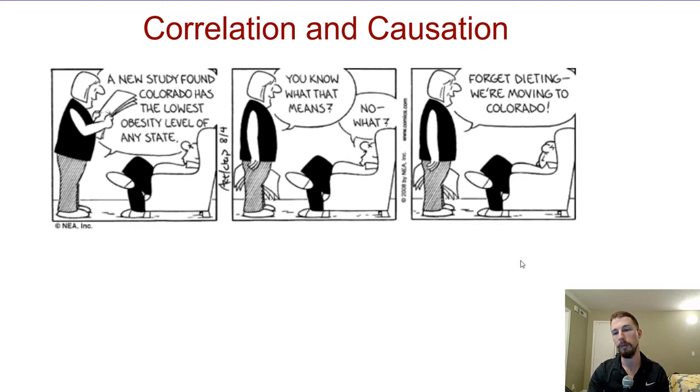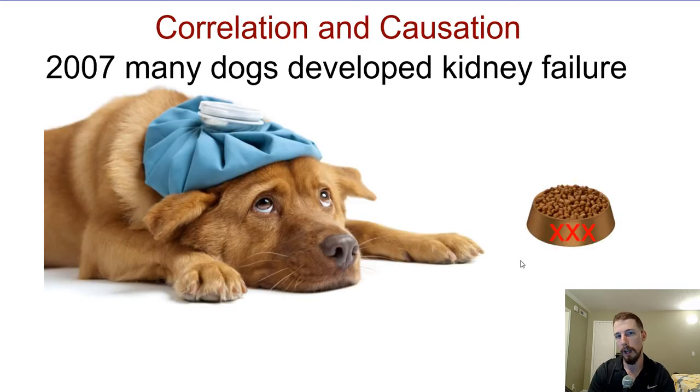Now, in order for us to show the causal relationship, which is what this guy is assuming, we would actually have to have a carefully designed experiment for that. All right, so here's an example of correlation and causation.